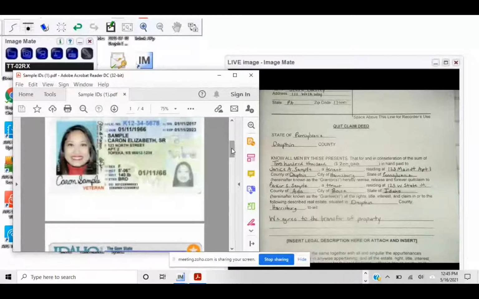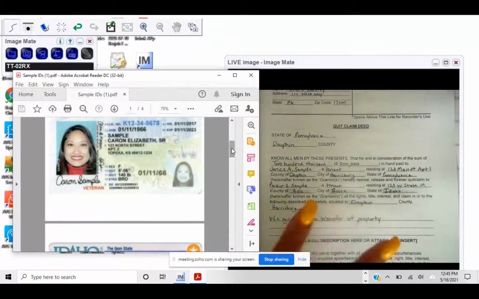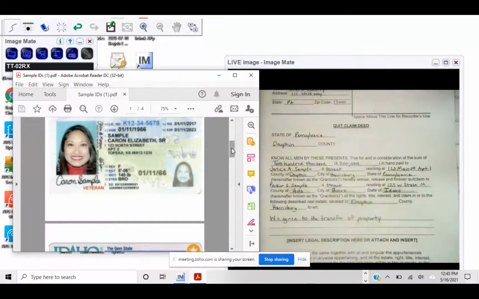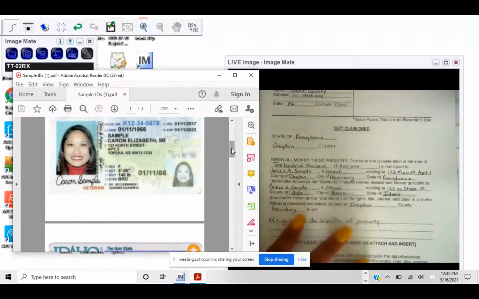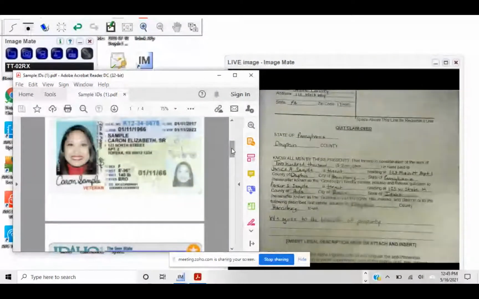Do those witnesses have to be over 18? Yes. Thank you. And they cannot have any beneficial interest in the document. Unfortunately, we only have one other person who does not have a beneficial interest in this document, so we would not be able to use them as a witness, and we would have to get somebody else. But for this training, everybody's information checks out, so we're fine. We don't have to go through that.